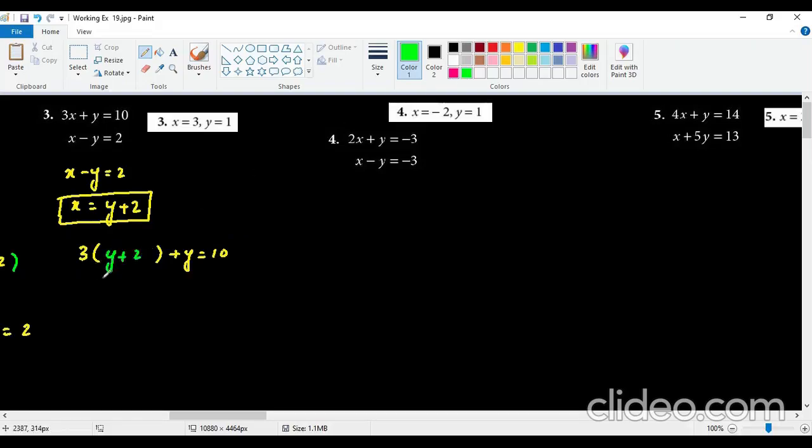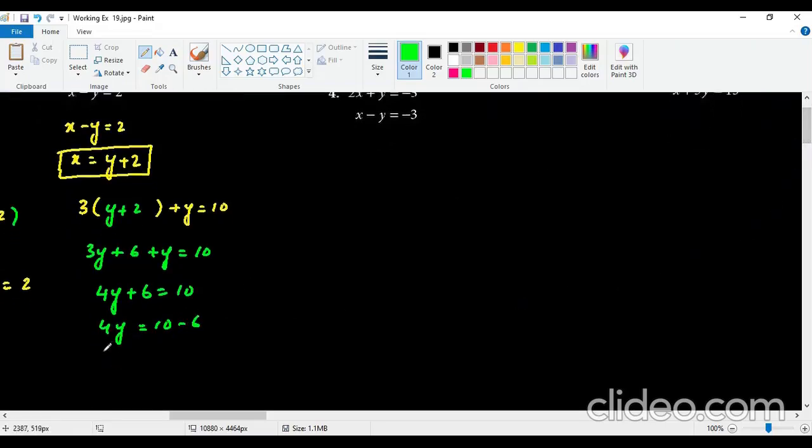So this becomes 3y plus 6 plus y equals 10. That means 3y and 1y equals 4y. So I will write straight away 4y plus 6 equals 10. That means 4y equals 10 minus 6. That means 4y equals 4. That means y equals 4 over 4. That means the value of y is 1.